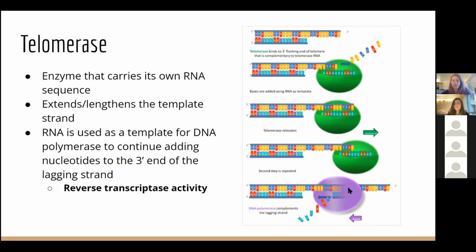And so, yeah, this was the lagging strand that we made more of. And so we complement that and make the complementary pairing. And that's called reverse transcriptase activity because we go against transcription. Does that picture help? Does anyone have any questions specifically on that? I know that that's a lot. So does anyone have questions on specifically what's going on there, the difference between telomeres and telomerase?